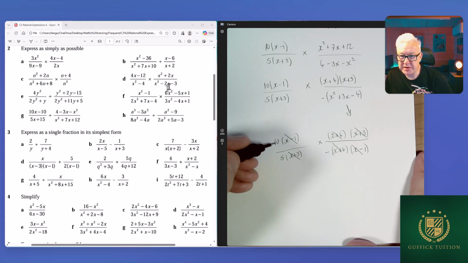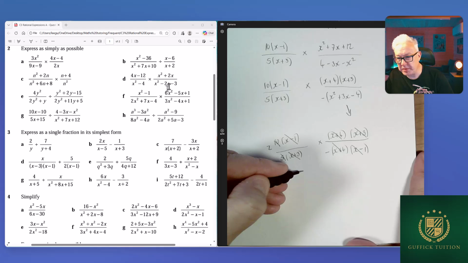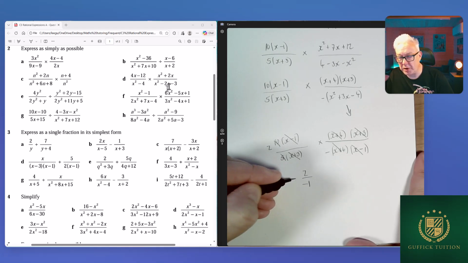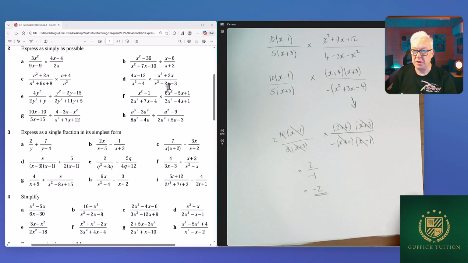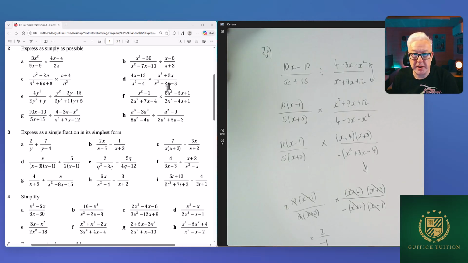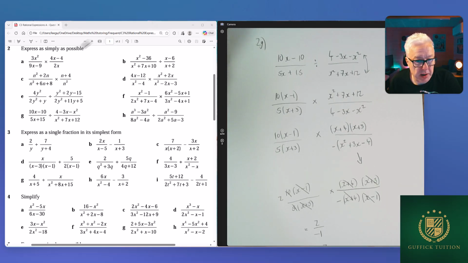Which just leaves us with 10 divided by 5, which is 2, and a minus. So this has all simplified down to 2 over minus 1. And 2 over minus 1 is the same as minus 2. So there we go. That is the first one done. That was 2g. Right, let's have a look at another one.